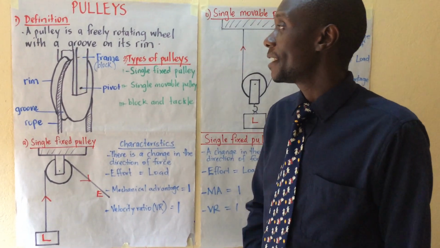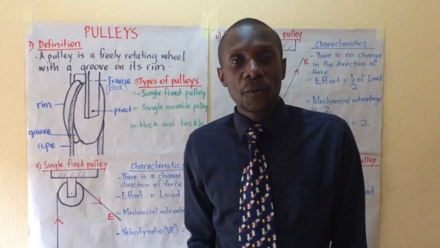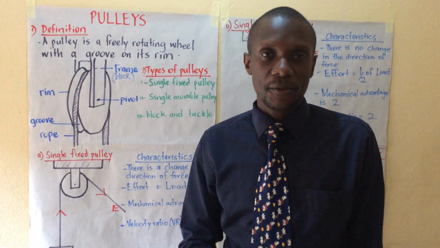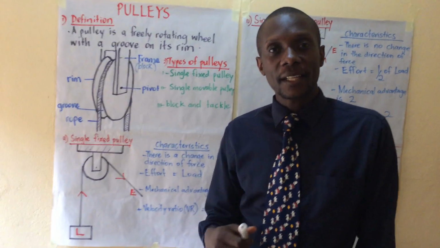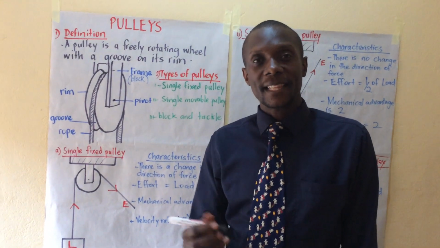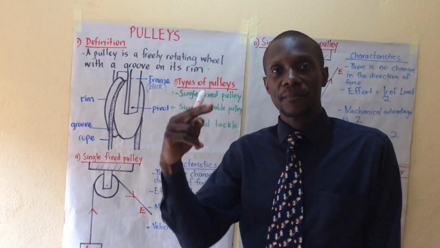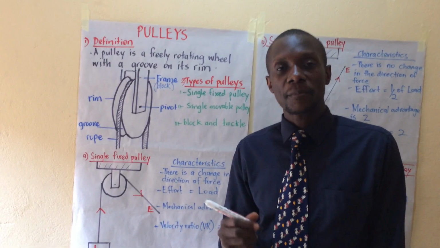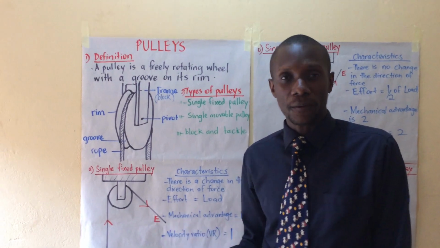We are beginning with the definition. A pulley is a freely rotating wheel with a groove on its rim. Or a pulley is a freely rotating wheel with a grooved rim. By grooved, we mean that there's a depression on the rim. That depression helps to prevent the rope or string or chain from sliding off.